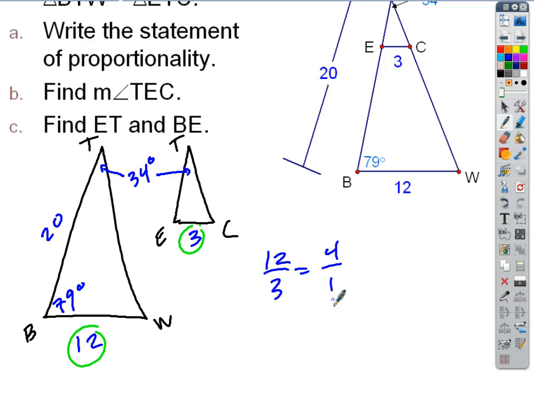Does it matter if you go small? As long as you're consistent, it doesn't matter. The question might, like on Moodle, when you're answering a question, it might specify.